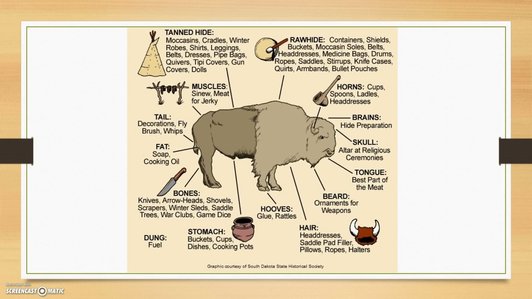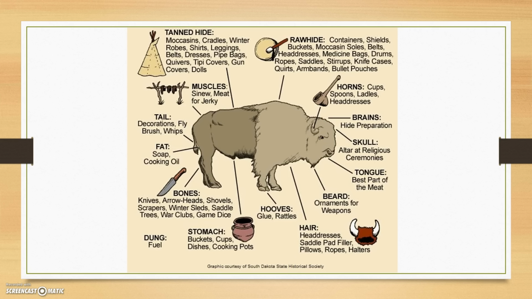They would use the horns for basically their plates and cups and things like that. It looks gross, but the brains inside the buffalo, they would rub them onto the hide to be able to bend it a little bit easier and change it into different things. They would use the skull of the buffalo in their religious ceremonies. They ate the tongue. The tongue apparently was the best part, so if you were a Native American child, you couldn't wait to eat the buffalo tongue.